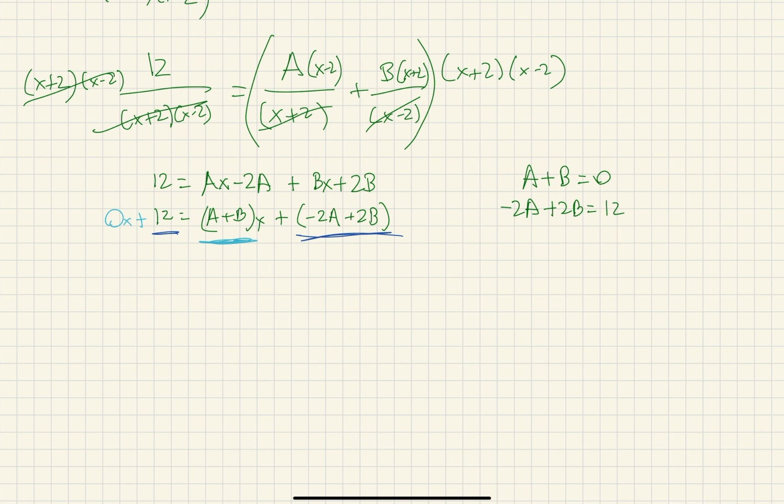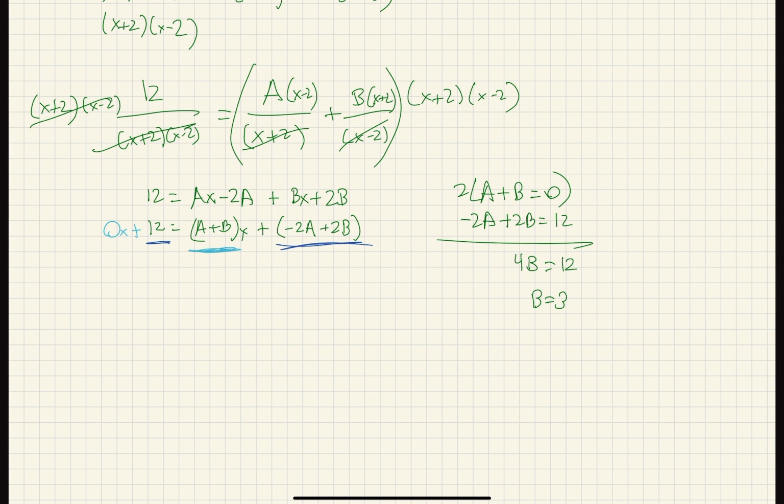But we want to cancel out one of the variables to make it easier to solve. So I'm just going to multiply the top by 2. So now we have 2A minus 2A, so that equals no A. Next one's 2B plus 2B, which equals 4B. 2 times 0 is 0, and then bring down 12. So B equals 3.